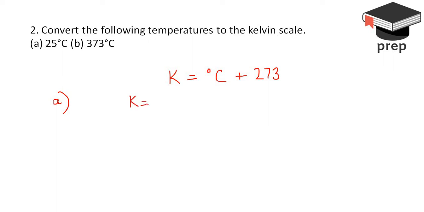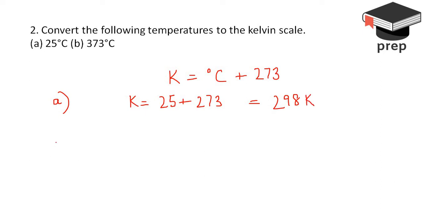temperature in Kelvin will be the temperature in degrees Celsius. For the first part it is 25 degrees plus 273. When you do this calculation, the answer will be 298 Kelvin.